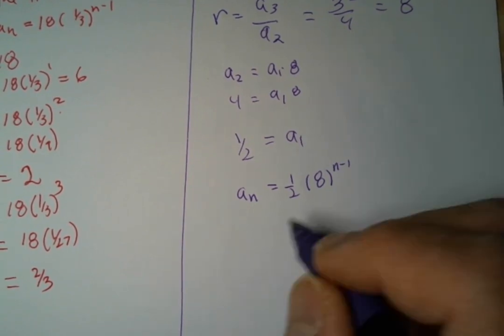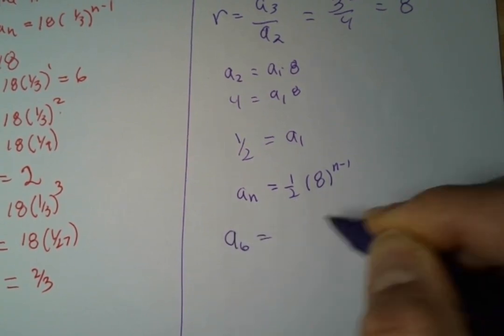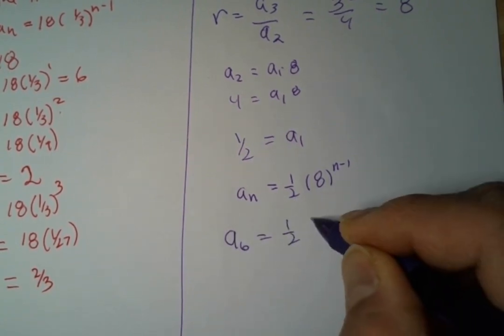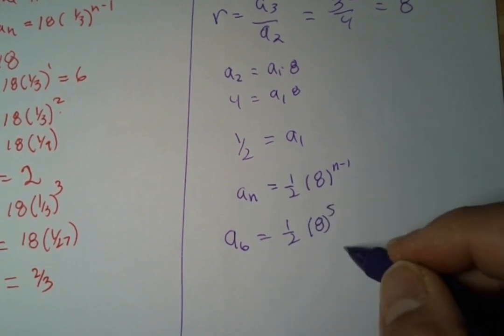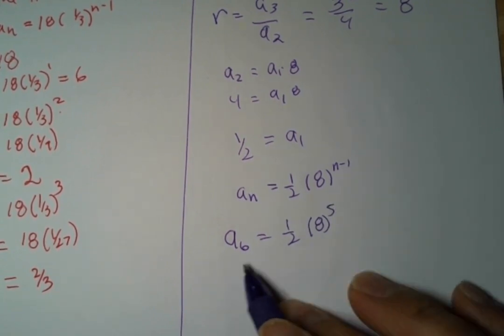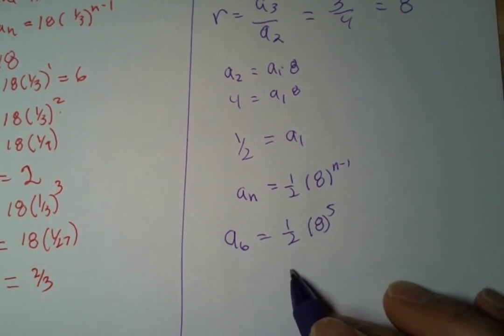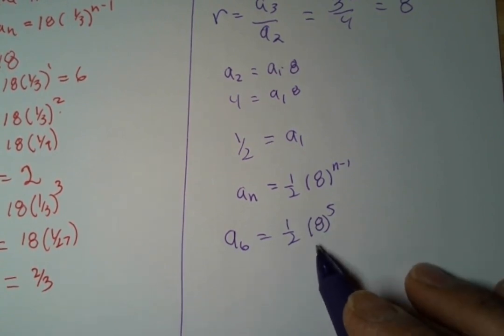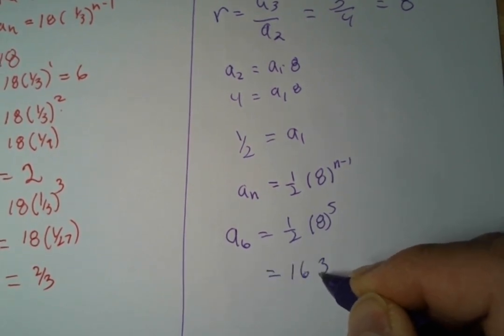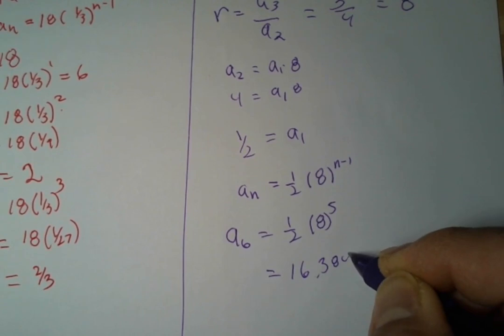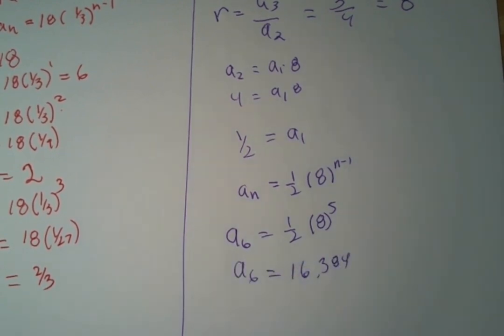To find the sixth term, now this is easy. We just plug in 6, so 6 minus 1, we get 5. Then simplifying this, 8 to the 5th, whatever that is, I plug in my calculator, take half of it, and our result should be 16,384. So that is our sixth term in the sequence. All right. Okay, thank you.